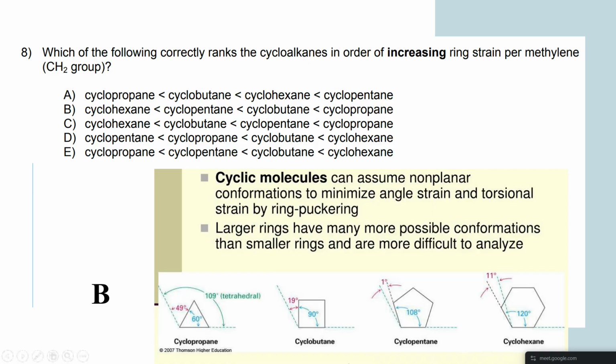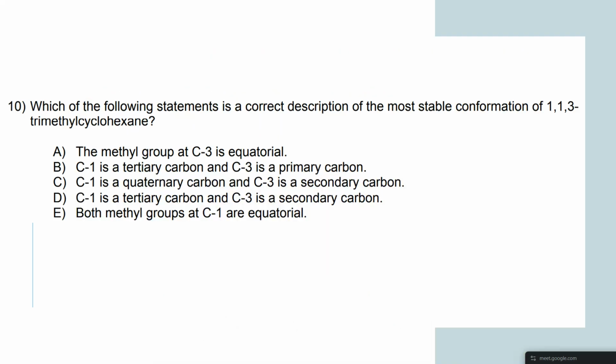Hence, out of all these four cycloalkanes, the highest ring strain will be possessed by cyclopropane and the lowest ring strain will be possessed by cyclohexane. That is why out of all these five options, you will have to choose option B, which lists cyclohexane as the lowest ring strain and cyclopropane as the highest ring strain.